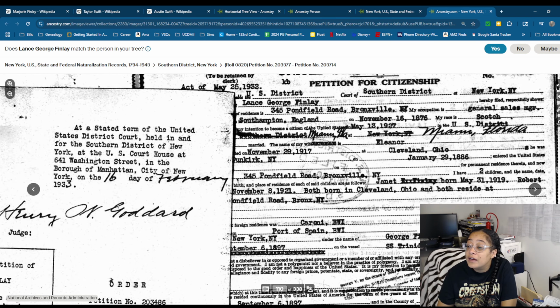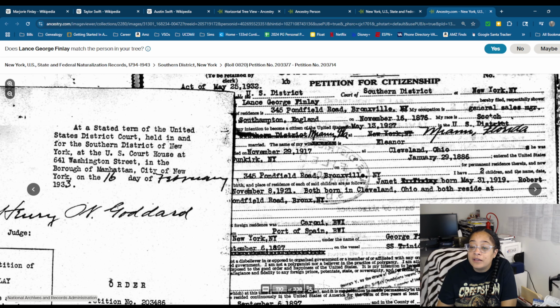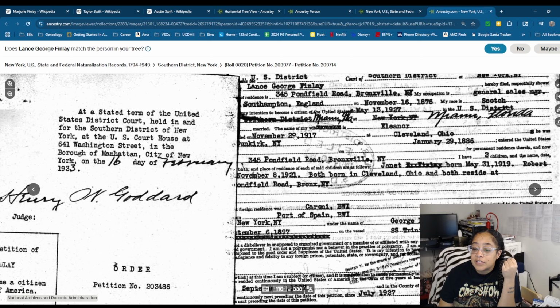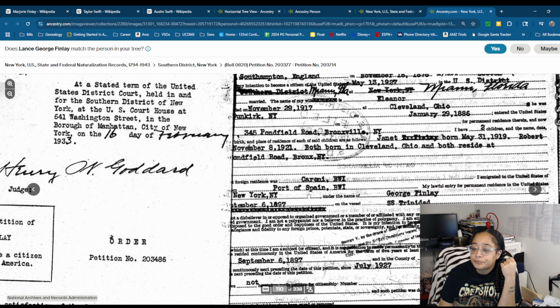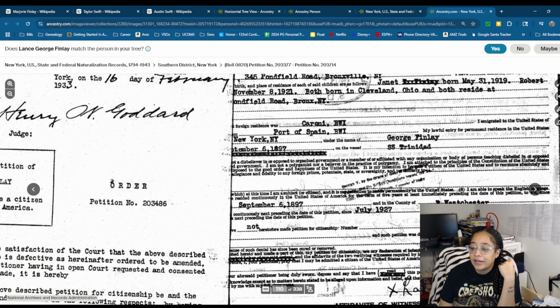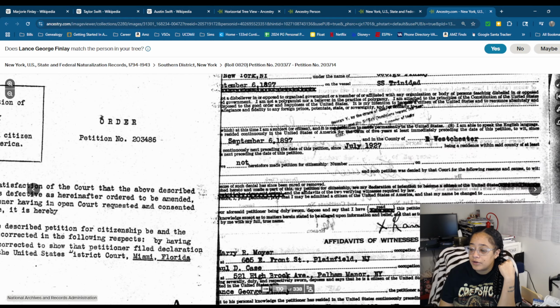So he says he is Scottish. He was born in Southampton, England on 11/16/1876. So it's interesting that he says when he's getting married that he was born at sea. So we don't know which one is correct. He is living in Miami. And then he has all of his wife's information, and then where his children were both born. Okay, and where he has lived outside of the United States.